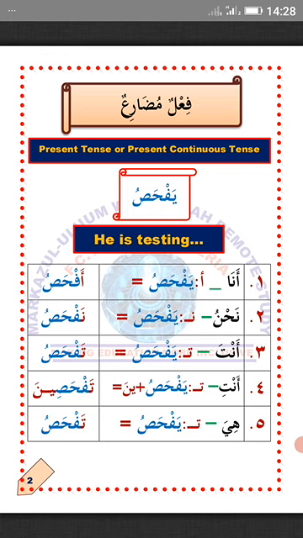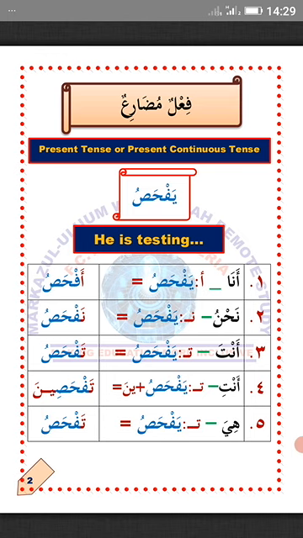The question is, how do we change the verb yafhasu to suit the pronouns below? Yafhasu simply means he is testing, which means to test a patient or someone who is sick so as to find out the kind of sickness that he or she has been afflicted with. So yafhasu means he is testing. He in Arabic is huwa, which is the opposite of hiya, she. So how do we now change the verb yafhasu to suit the following pronouns?